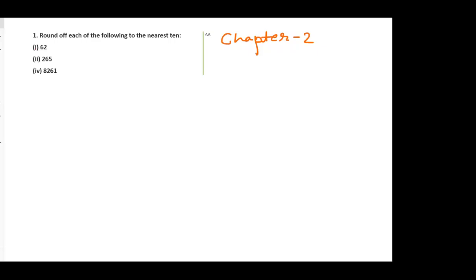Okay, so this is chapter 2 revision classes, going on so that you can prepare for your upcoming test. So let us now solve the first question. Round off each of the following to the nearest 10. You have already studied how to round off the given numbers to the nearest 10, 100, 1000, 10,000 and so on. So we have to round off the given numbers to the nearest 10.